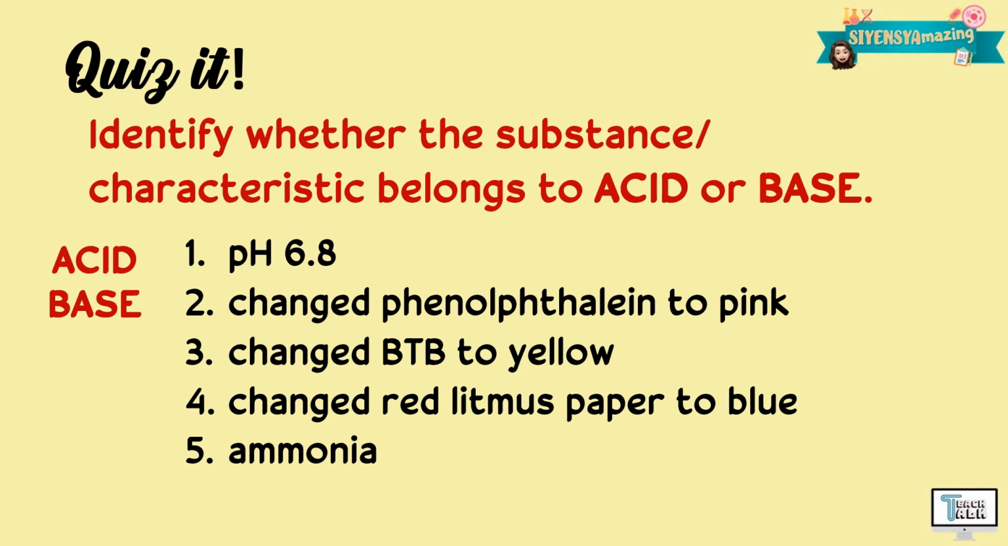Number 3. It changed BTB or bromothymol blue to yellow. This is an acid. Kapag base, it will change BTB to blue. Number 4. It changed red litmus paper to blue. This is a characteristic of a base. Kapag acid, blue to red. Last one, we have ammonia. Is this an acid or base? This is a base because it has a pH of 11.6.